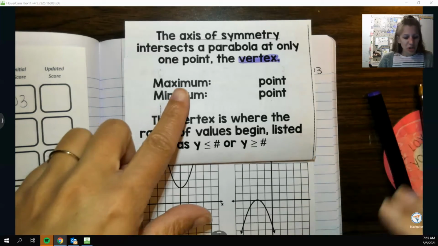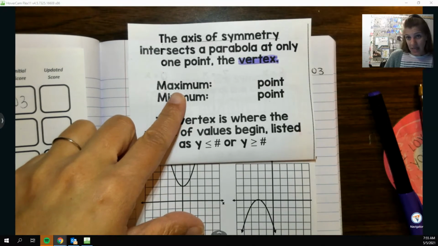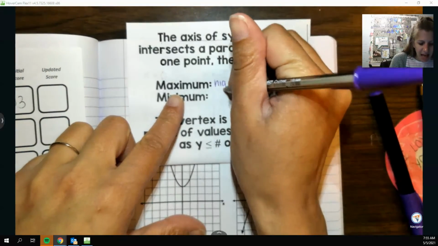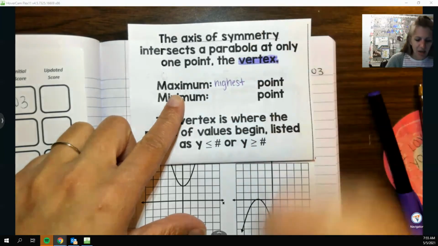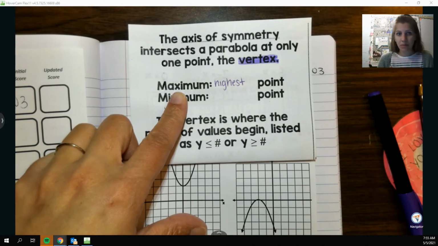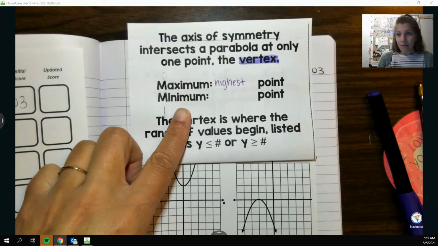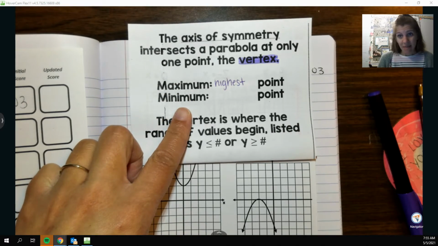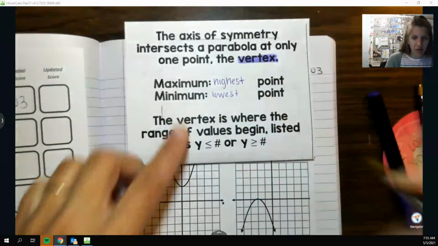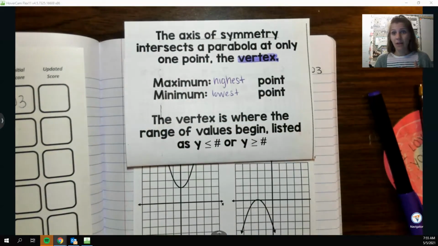Okay, so if my vertex is a maximum, then that means it is the highest point on the graph. It's like the tippy top of the graph. It's the tippy top of the mountain. If my vertex is a minimum, then that means it's the lowest point on the graph. So it's the very bottom. There is no graph underneath it. Everything else is coming up from it.